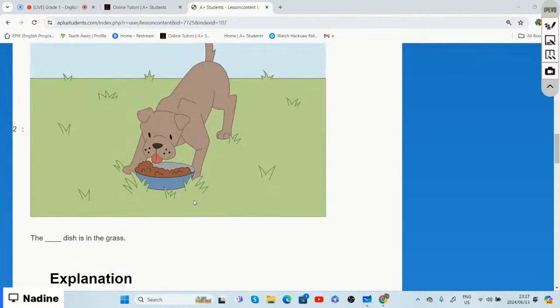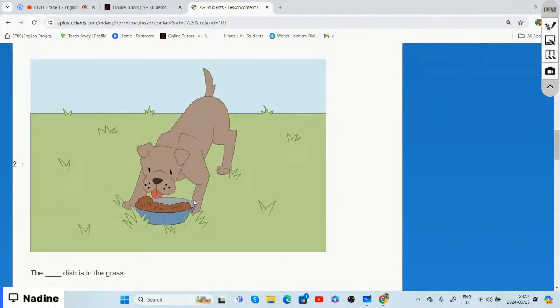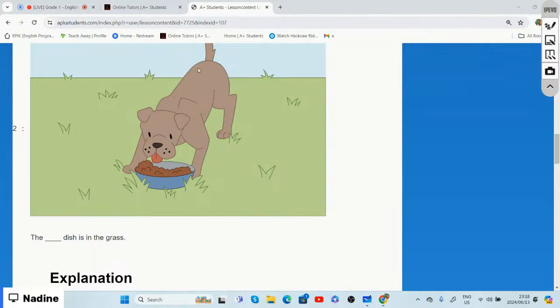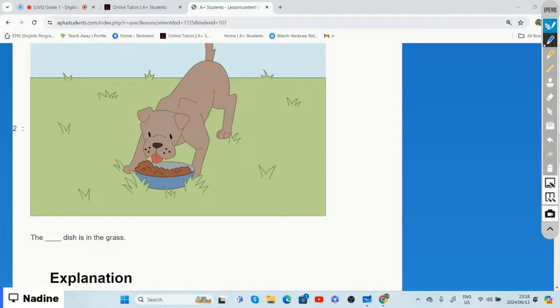All right, if we look at this picture, whose dish is in the grass? Whose dish is in the grass? Look at the picture. Whose dish is in the grass? The dish is in the grass. Man is correct, but don't forget to put an apostrophe and S. So you're going to say, for example, you first write man, then you put the apostrophe and you put an S.